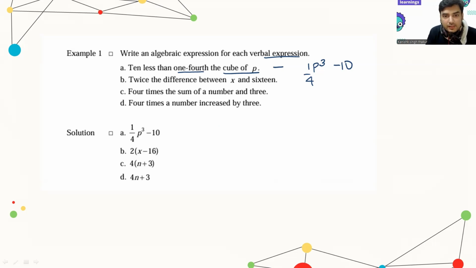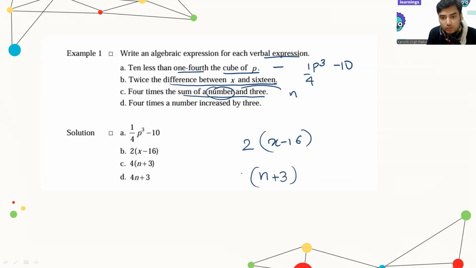Twice the difference between x and 16. Difference between x and 16, let me write that first: x and 16. I have to do twice of this thing, so I'll do 2 times. 4 times the sum of a number and 3. Sum of a number and 3. Let me take this number as n. So n and 3, I have to do 4 times.